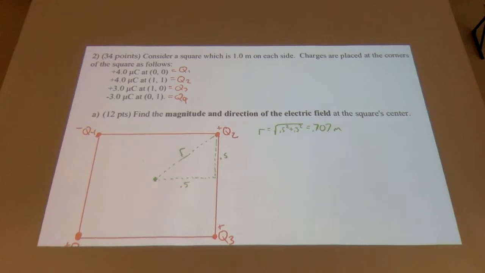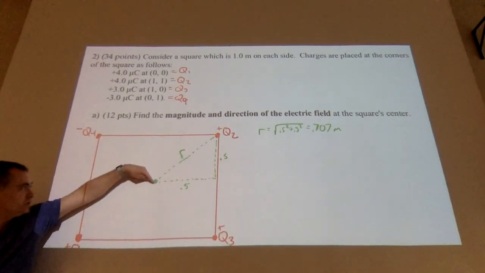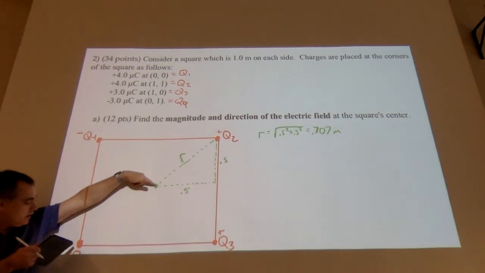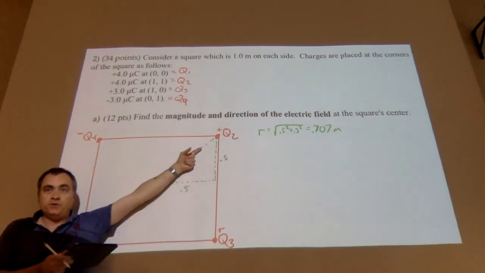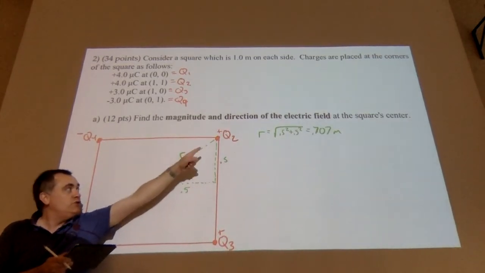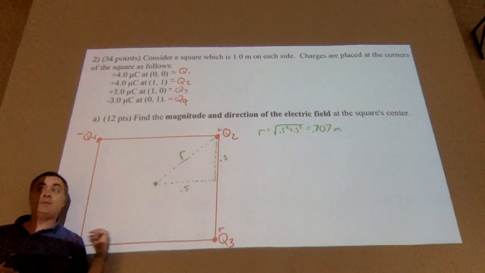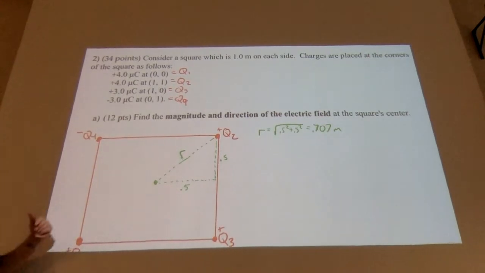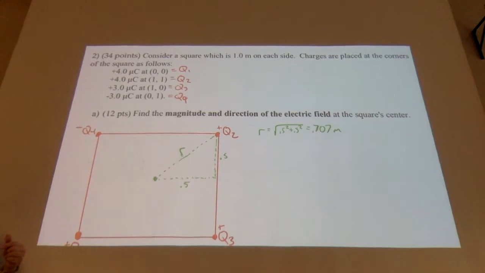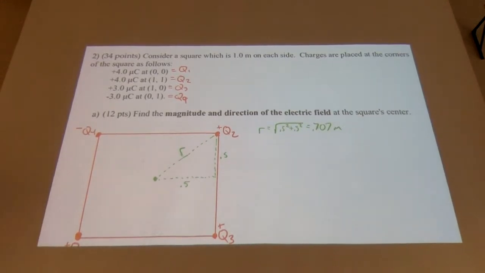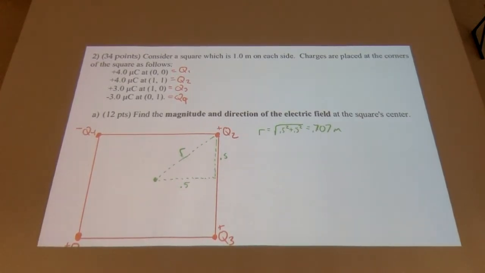Okay. Next thing I'd like to do is think a little bit about the direction of the electric field before I do any calculations. So if I drop a positive charge in the middle, how is Q1 going to affect it? It's going to try to push it this way, right? How is Q2 going to affect it? The opposite way. What are the values of Q1 and Q2? They are the same, which means they're going to generate the same electric field at the same distance.